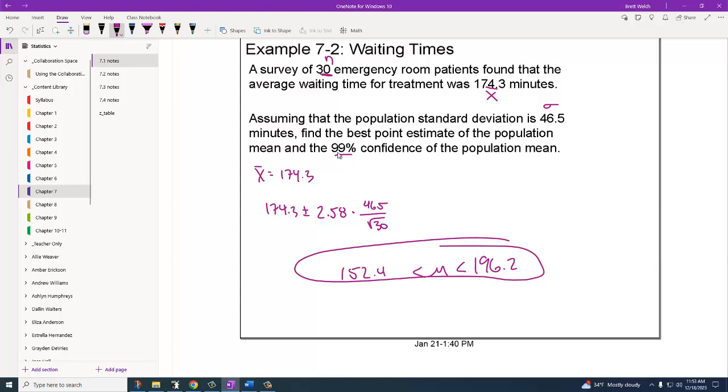Now, if I'd wanted less confidence, this interval would have shrunk. It would have gotten a little narrower and not so wide. This is a big gap of 44 minutes.